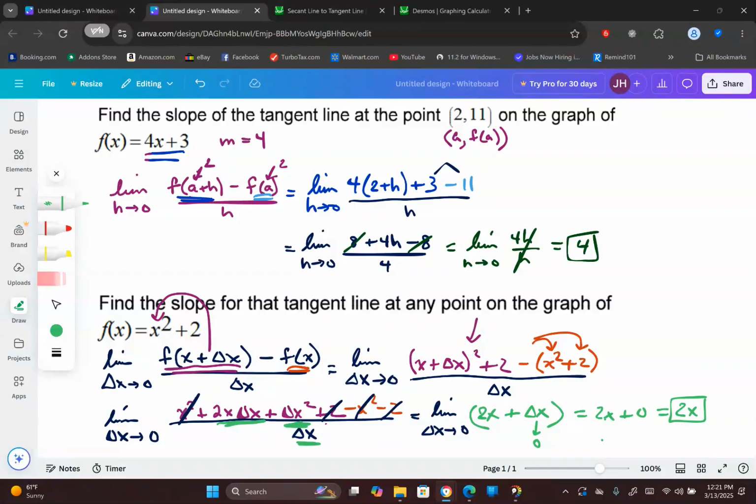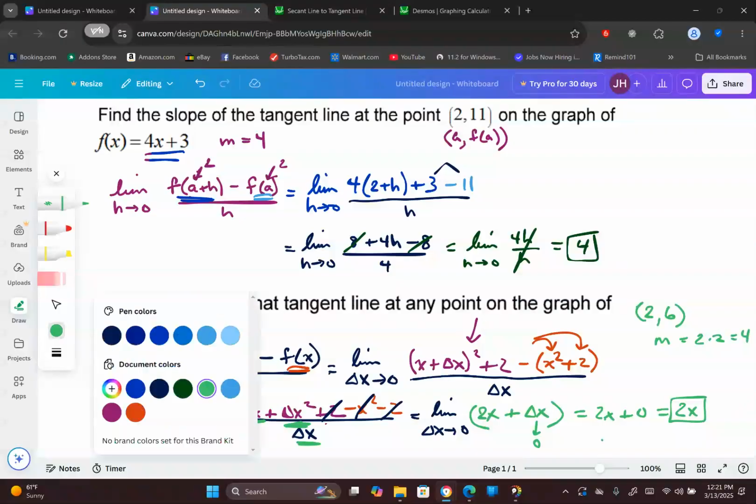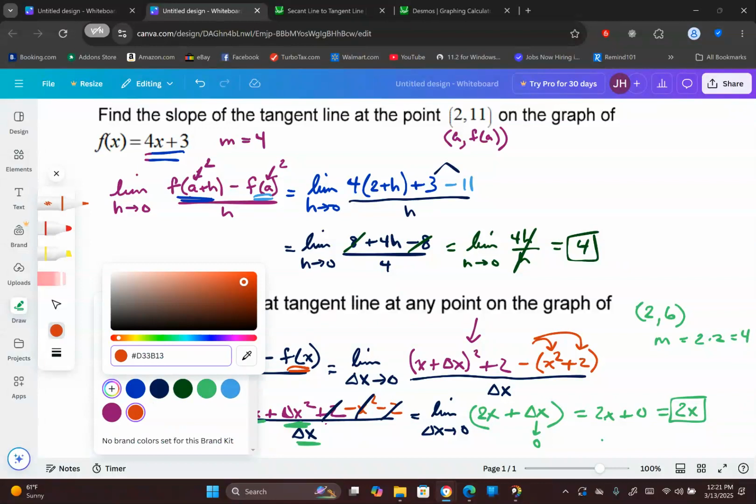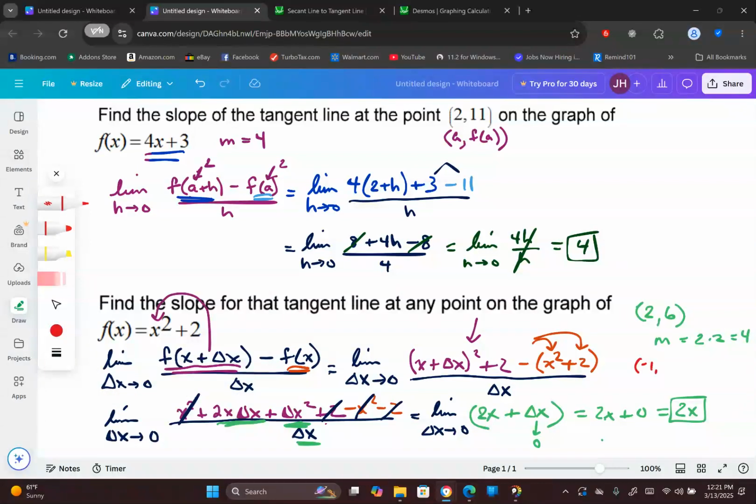If you wanted the slope of a tangent line at x equals 2, on this graph, if x is 2, y is going to be 6. At that coordinate, the slope is what? It's 2 times 2. It's 4. If I picked a different point, let's say I'm going to pick a negative number. Let's say -1. If you plug in -1, you're going to get 3. Plug -1 in for the slope. You get 2 times -1. The slope there is -2.